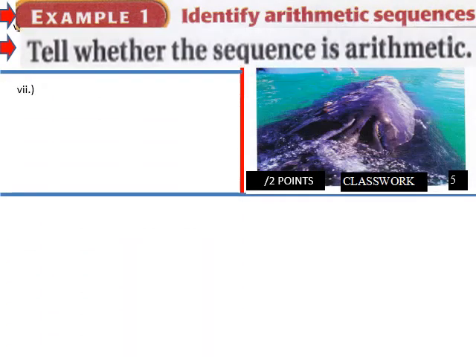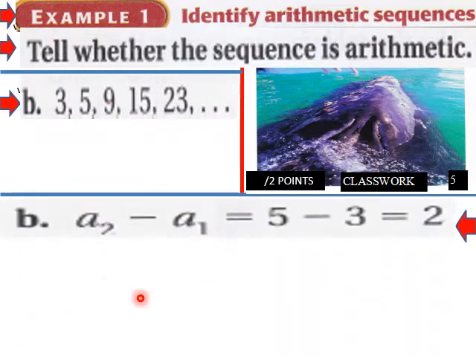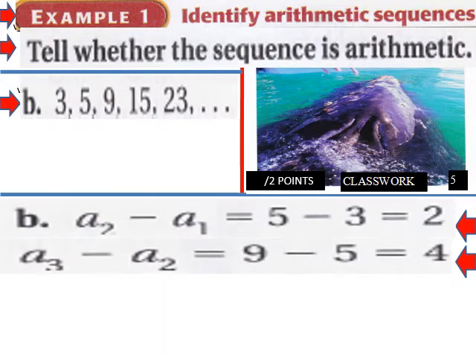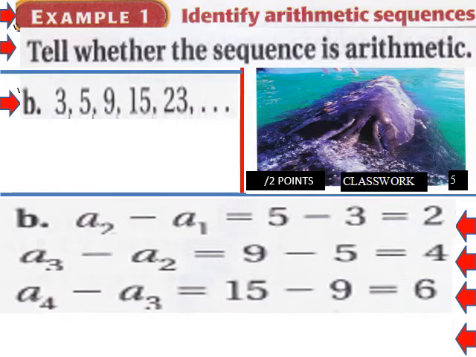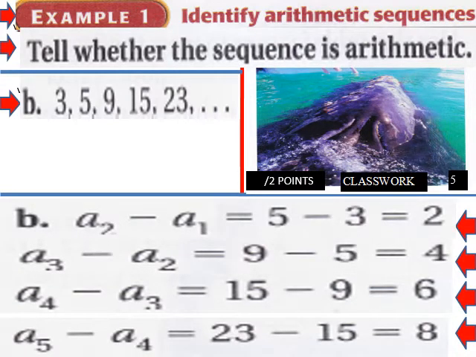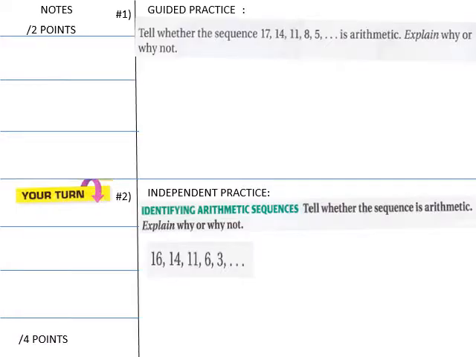Okay, in this example, tell whether the sequence is arithmetic. We have this situation here. We find the differences: a2 minus a1 is 2, a3 minus a2 is 4, a4 minus a3 is 6, and a5 minus a4 is 8. The differences are not constant, so the sequence is not arithmetic. Now tell whether this sequence here is arithmetic. Same thing down here for you students. Do this one here.